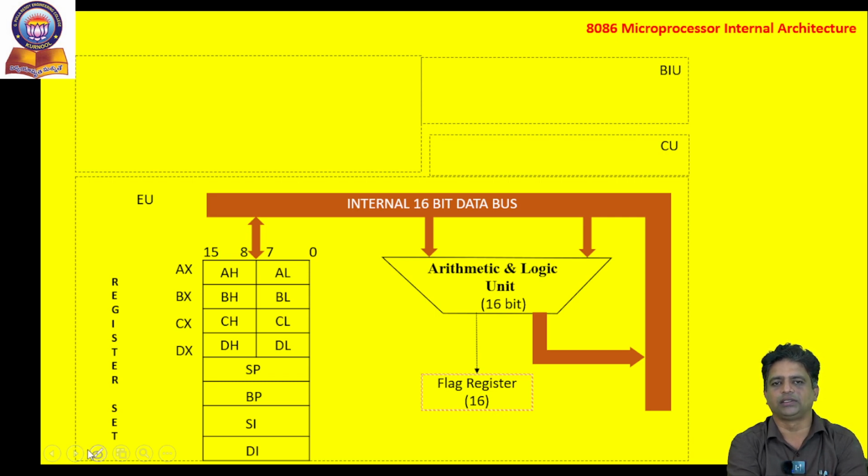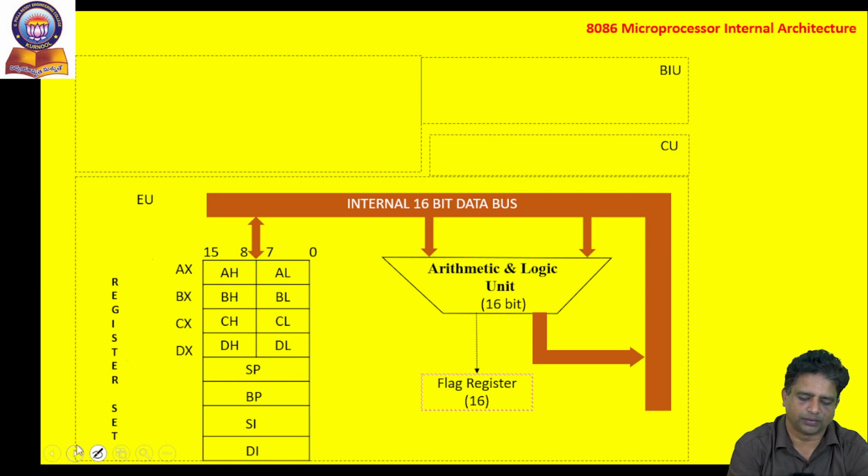Few more registers that we can see in the execution unit are the stack pointer register, base pointer register, SI and DI, 16-bit general purpose as well as address registers. SI stands for source index and DI stands for destination index register. SI and DI can be considered as address registers and sometimes they can also be used as general purpose registers. Now the upper blocks which are empty in our discussion can be represented like this.